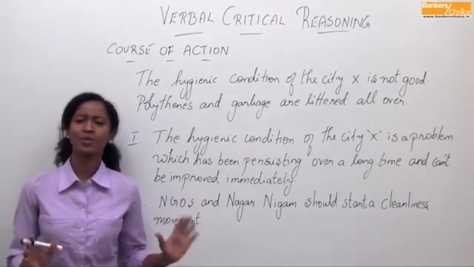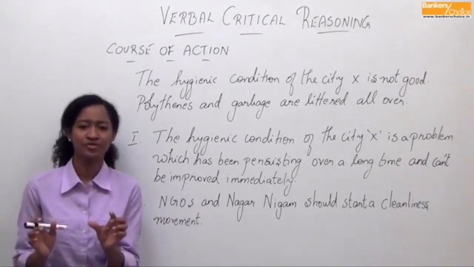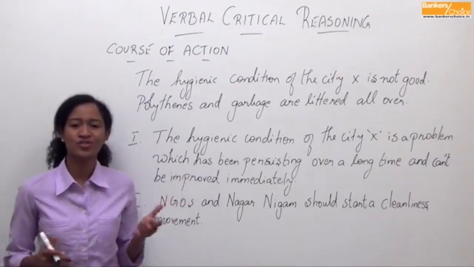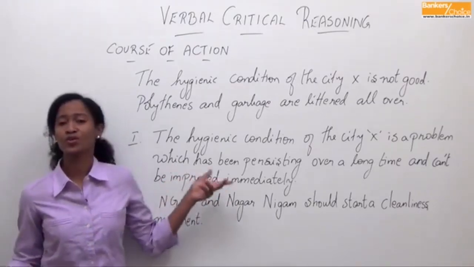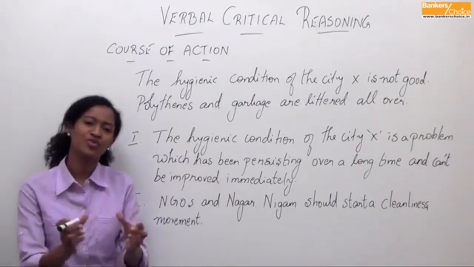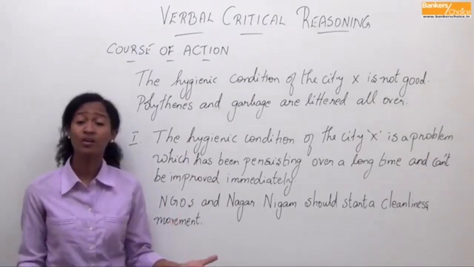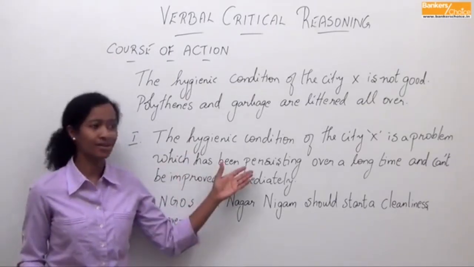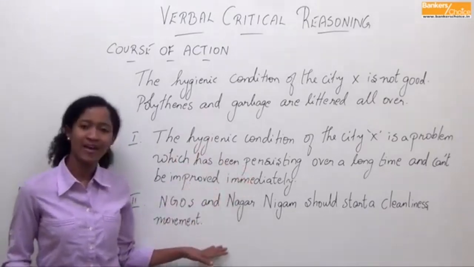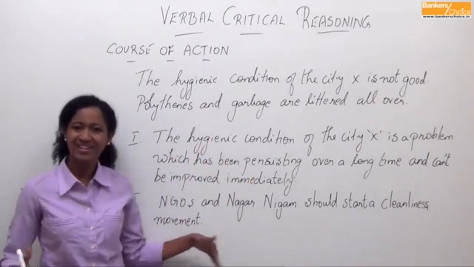Now this is a pretty simple one, right? We already know what a course of action is. A course of action is a possible plan. Now if you look at the first course of action, it is not even a course of action. It's just reiterating the statement, giving me extra information for how long it's been happening without a possible plan. There's no plan here. It just reiterates the statement. But on the other hand, the course of action 2 very clearly gives me a plan.